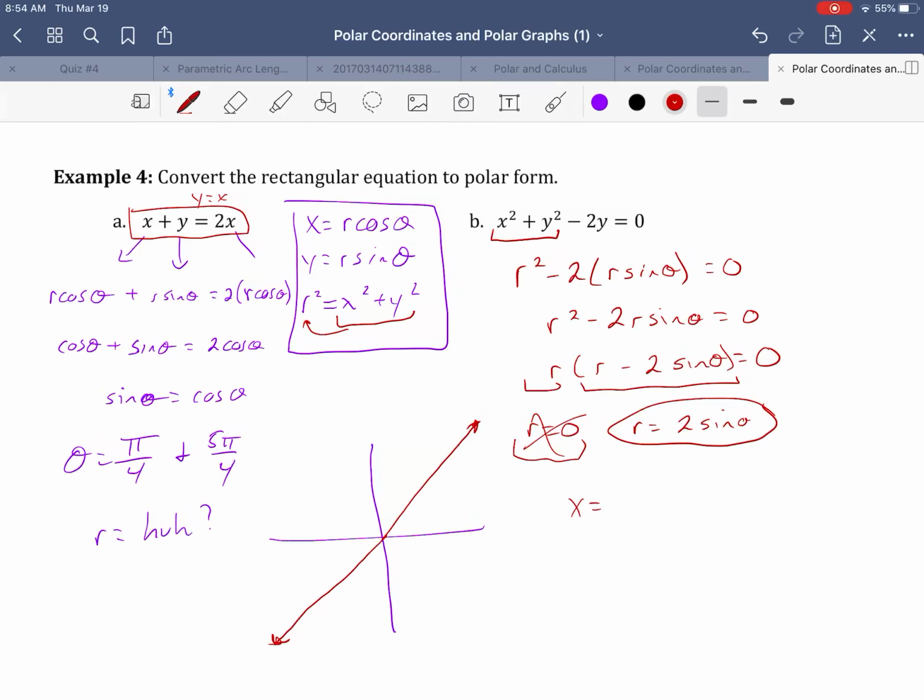So x equals r cosine theta, and y equals r sine theta. I'm working from these equations and just plugging in r. And then you could clean those up a little bit if you liked. But we're in polar form here.